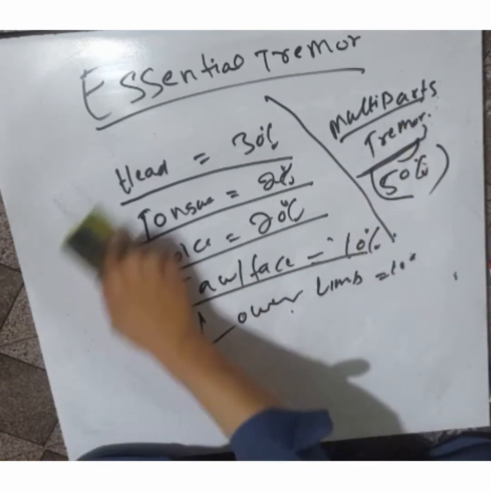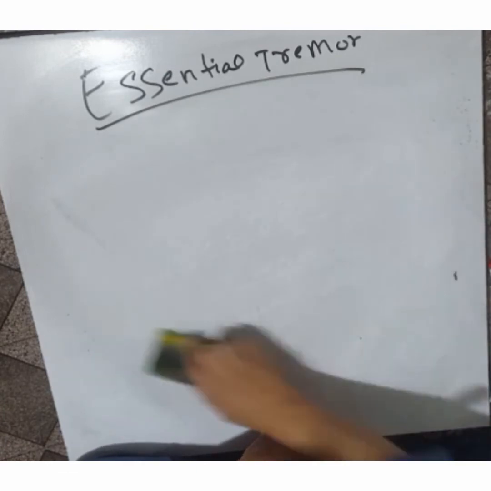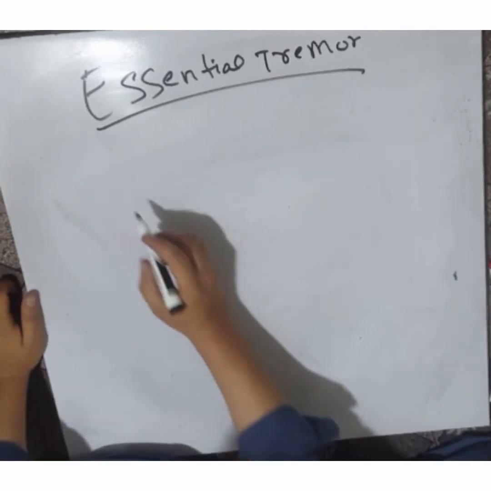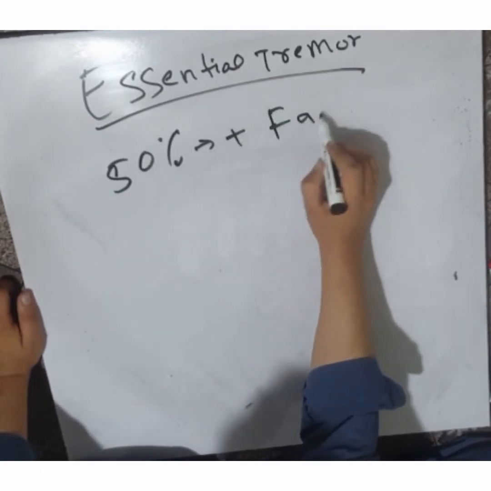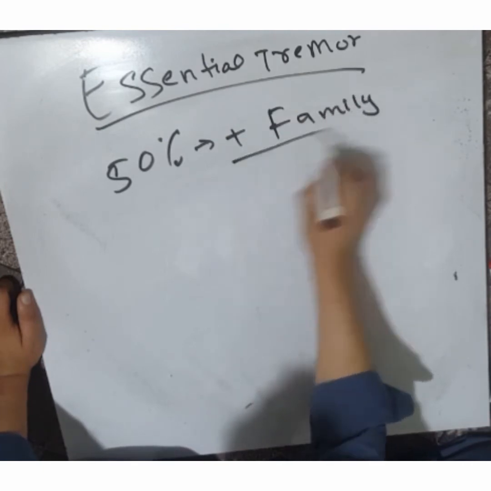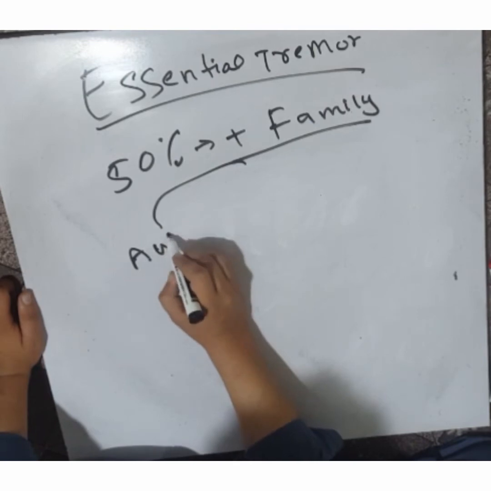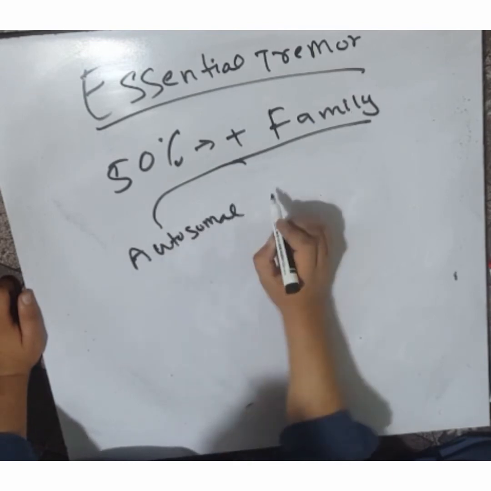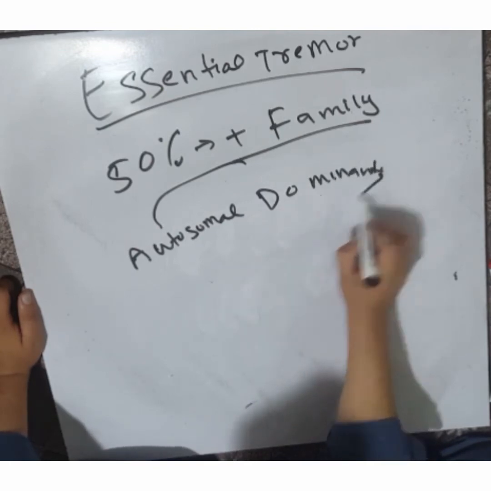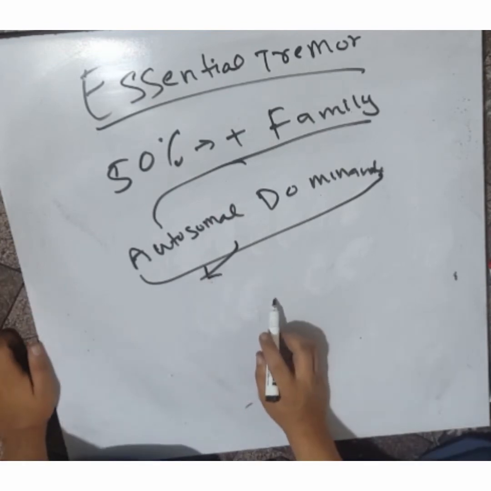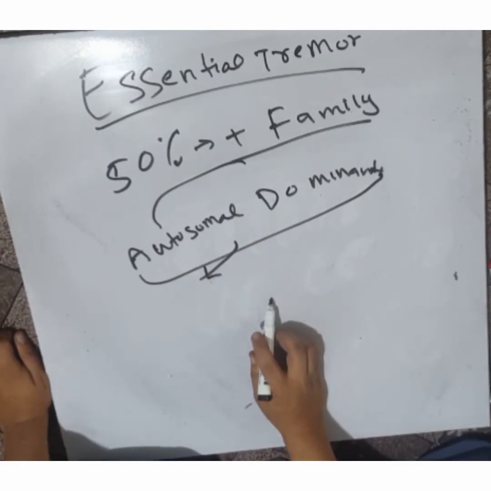Now we will discuss the physiology of the essential tremor. About 50% of the cases of the essential tremor are familial. 50% of cases have a positive family history. The mode of inheritance is autosomal dominant. The cerebellum and inferior olivary nucleus have been involved as possible sites.